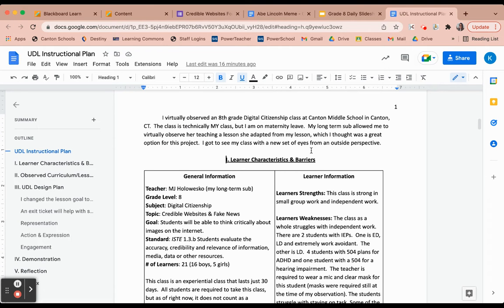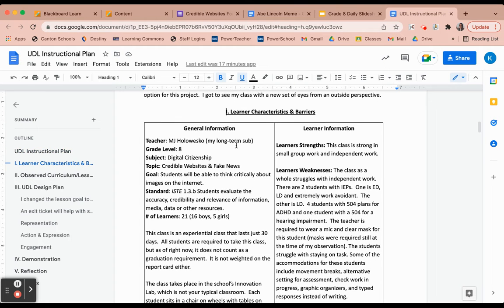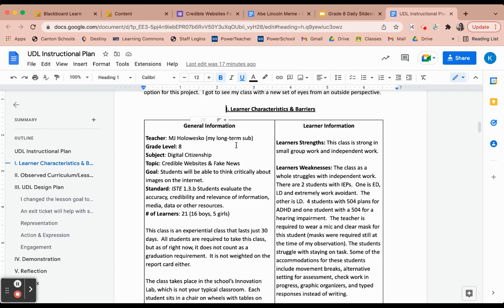First, I talked about the learner characteristics and barriers with a little introduction about my class. I observed over Google Meet my own class that my long-term sub is teaching. My long-term sub is actually my library aide, and this is a lesson that is mine, but that I gave her. And so I was looking at it with a new set of eyes. And it was really great to see because now I can make changes to it that are more UDL friendly.